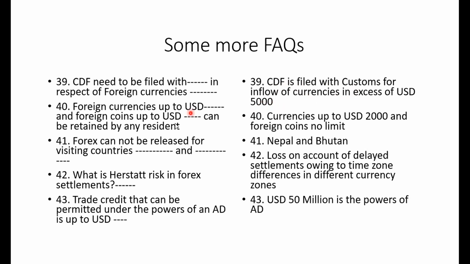law. Okay, so the 40th one, foreign currency up to US dollar 2,000, every one of you can keep at home under FEMA rule. And foreign coins, no limit. Coins, any limit you keep. That is 40th. Simple question. We'll go a little faster.